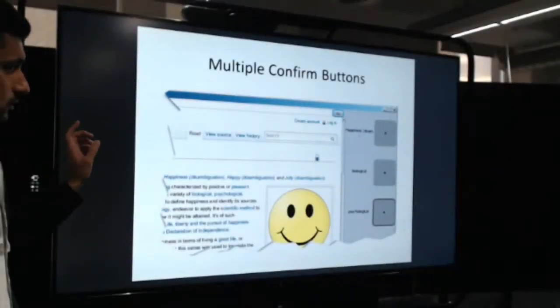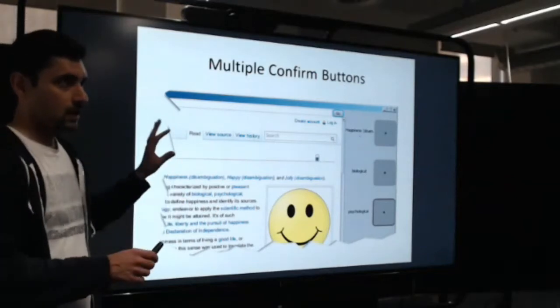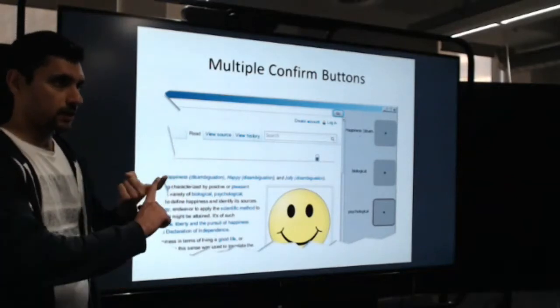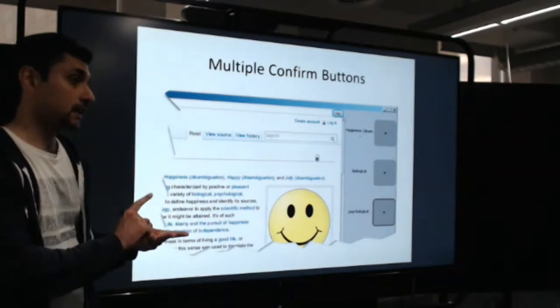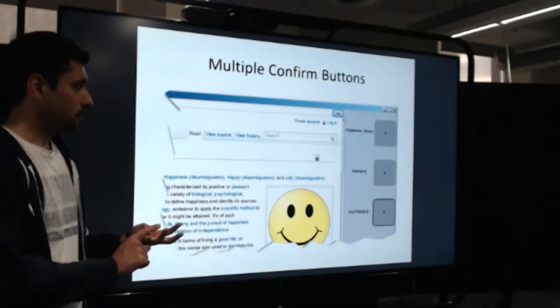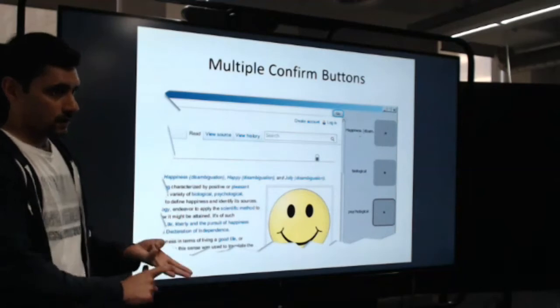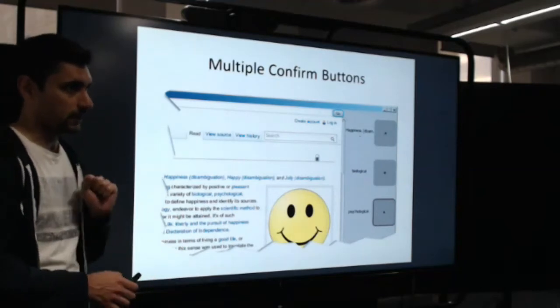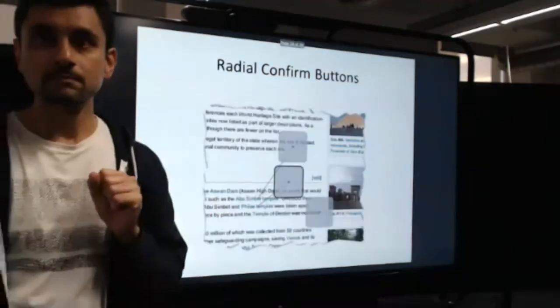So that was the interesting outcome, that it solved the inadvertent click problem. It solved the inaccuracy problem as well, but it was not quite fast enough. So that was the finding from here. What was the problem with the radial?